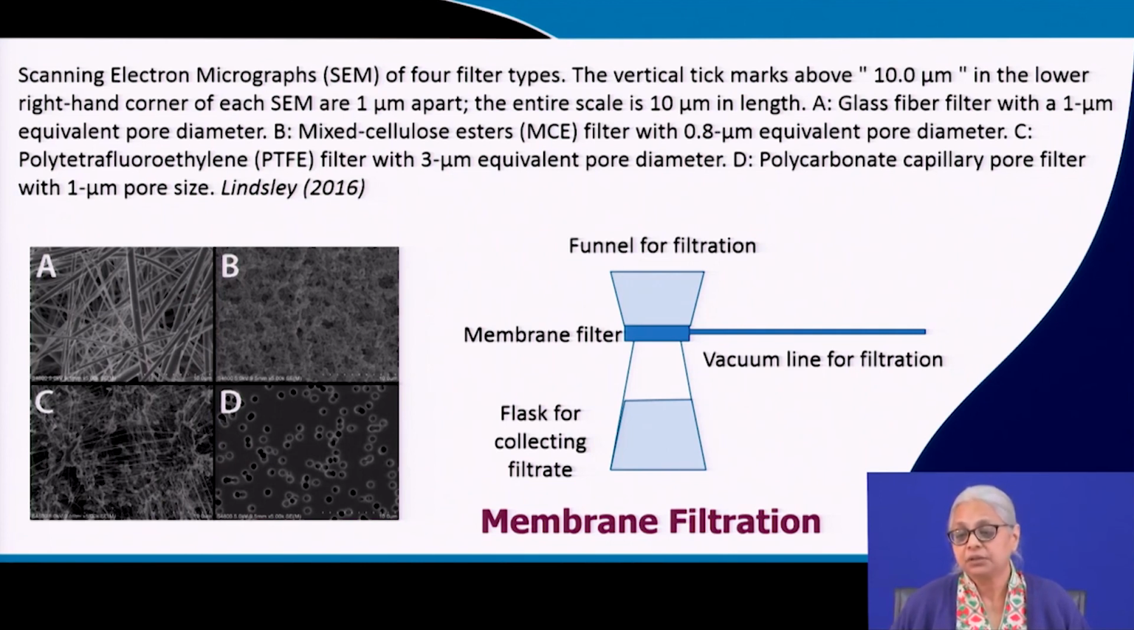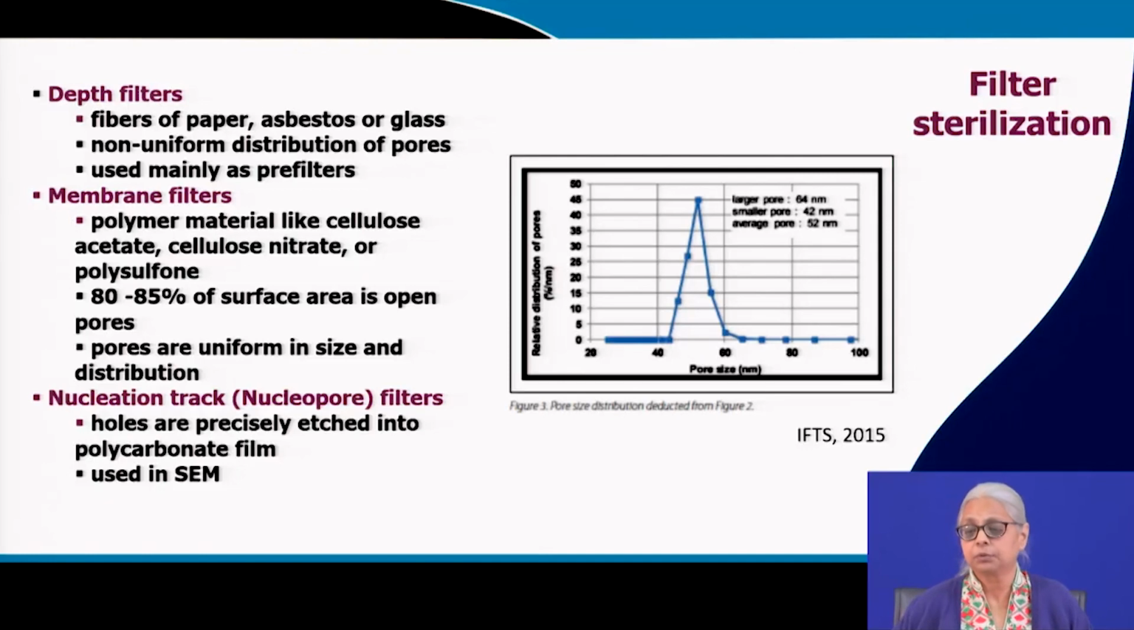Then we come to polytetrafluoroethylene filters, which have a 3 micron pore diameter. And the final one is the polycarbonate capillary pore filter with a 1 micron size. These are made by etching with a laser beam. They are all exactly uniform, and I'll come to a little more about that.